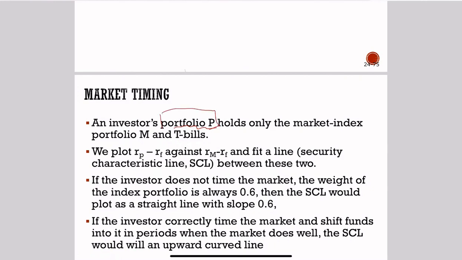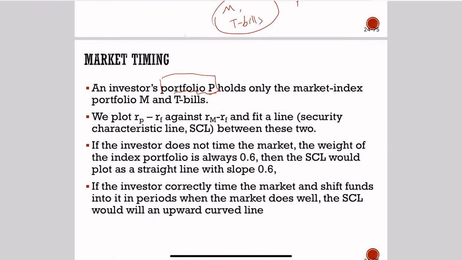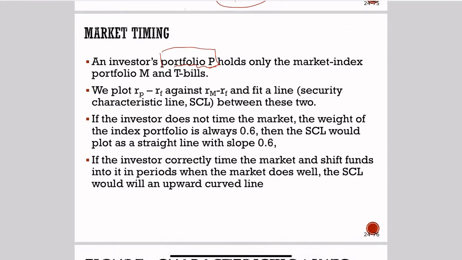And this portfolio P has two components. The first one is the market index portfolio, such as S&P 500. The second is T-bills. And then depending on this manager's prediction, the manager will shift the money between the market index portfolio and T-bills.